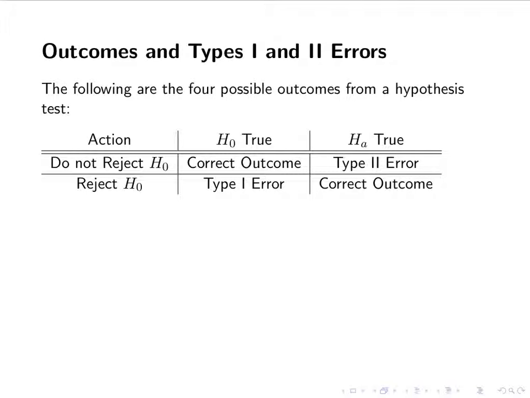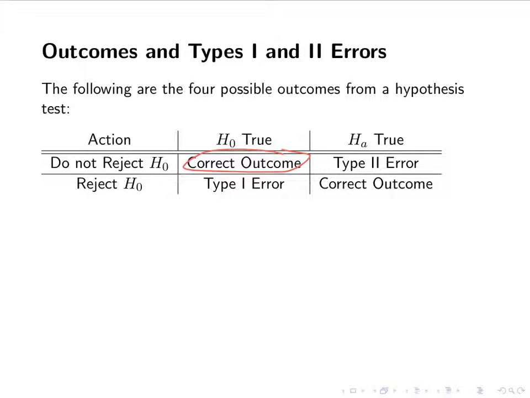So remember, the alternative hypothesis is the opposite of the null hypothesis, so only one of them can be true. And remember, in general, we don't know which one is true. If we did, we wouldn't have to do a hypothesis test. So if we do not reject the null hypothesis, so we keep the null hypothesis, and it was true, this is considered a correct outcome.